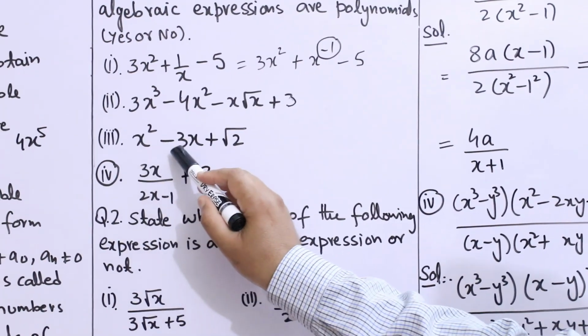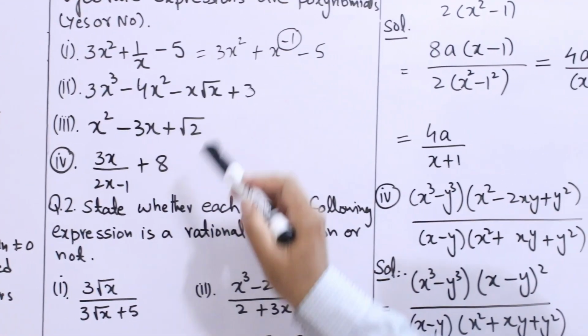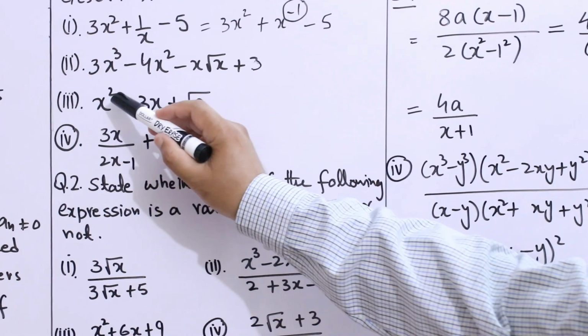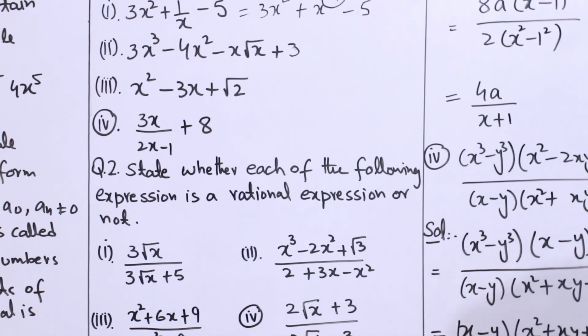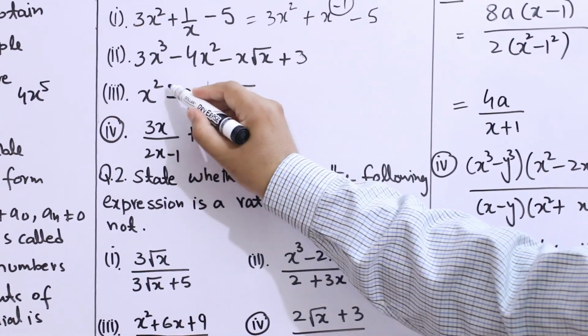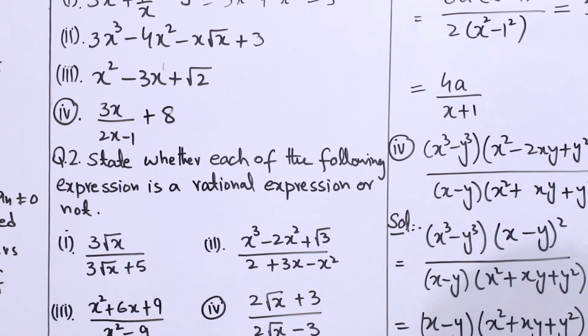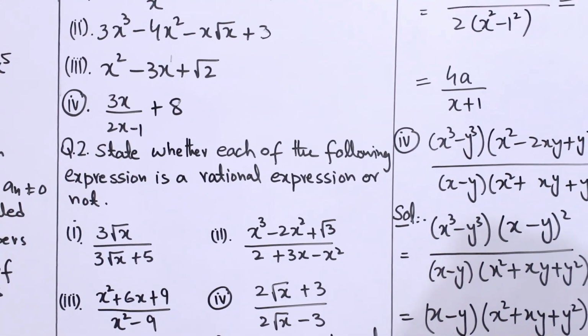So here x square minus 3x plus square root of 2. x square, x raised to power 1. So the variable's power is an integer, so this is a polynomial.